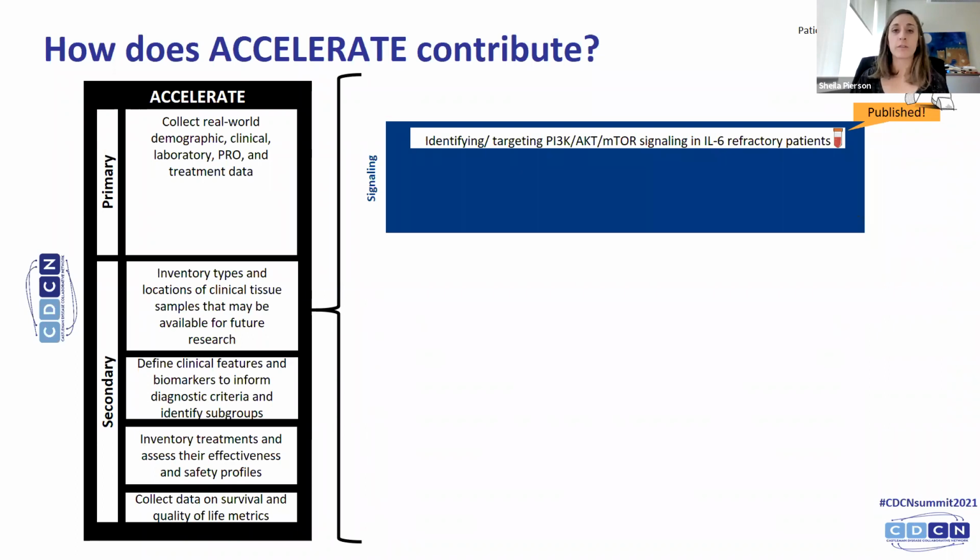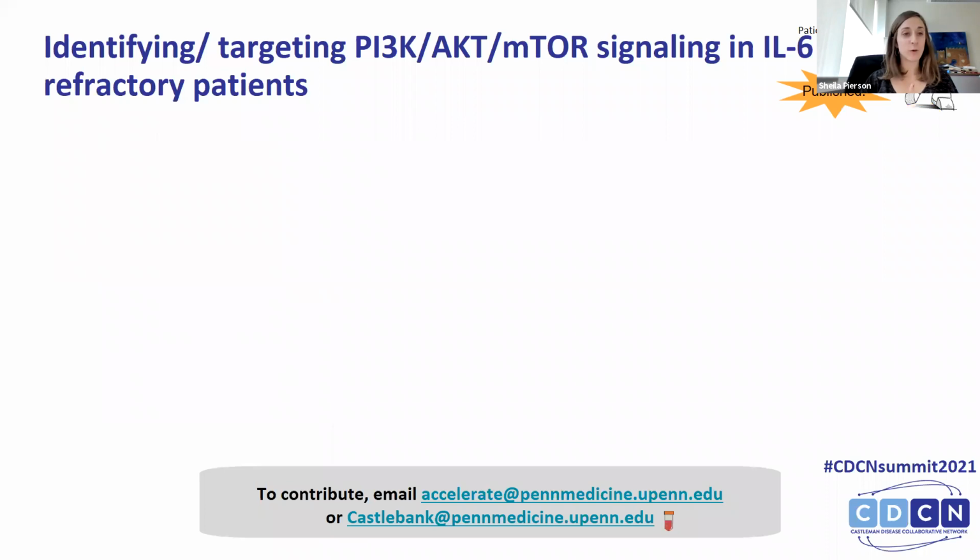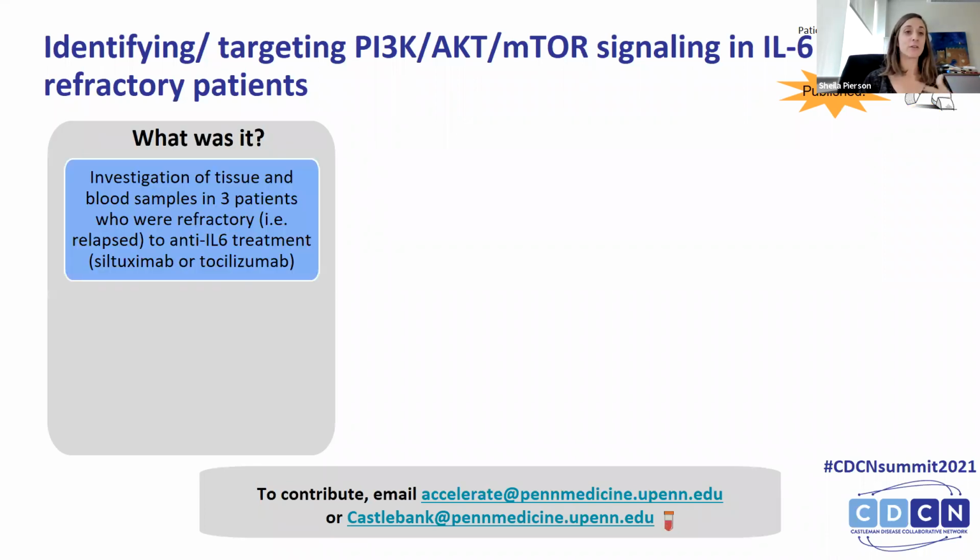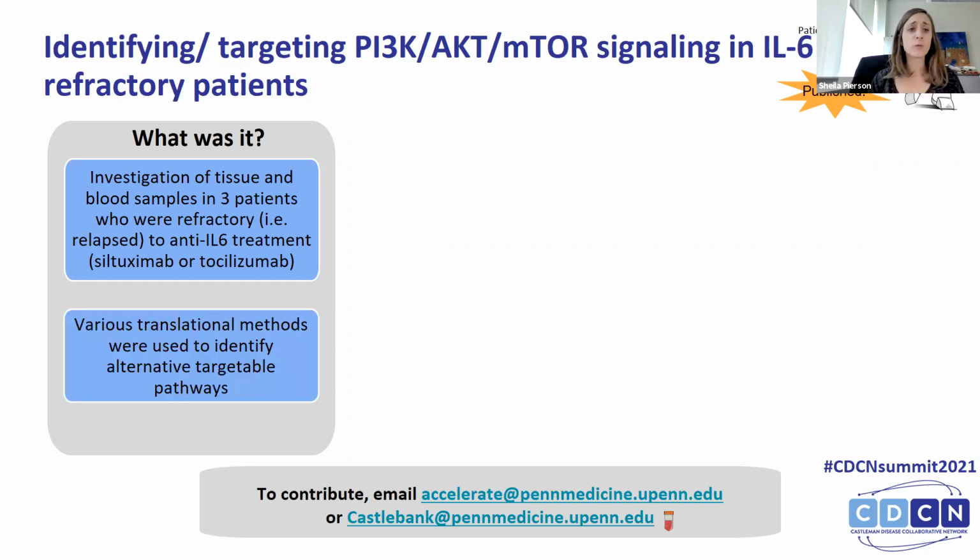So I'm going to start with identifying and targeting the PI3 kinase AKT mTOR signaling in IL-6 refractory patients study. So that's quite a mouthful. So what is it? This was an investigation of tissue, so lymph node tissue and blood samples in 3 patients who were refractory. And that means that they relapsed, they didn't respond well to anti-IL-6 treatment. And that's siltuximab or tocilizumab. And we use different translational methods to identify possible alternative targetable pathways.